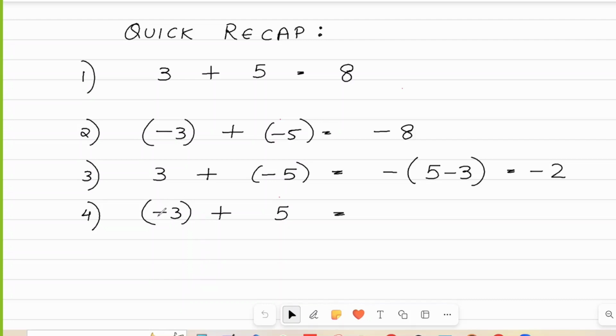Now, again, this is rule number 3, where one positive integer is getting added to a negative integer. So apply the rule, big numeral minus small numeral. We are just focusing on the number part, not the sign part. Remember this, children. And sign of big numeral. Sign of big numeral here was positive. So the answer of this is 2.